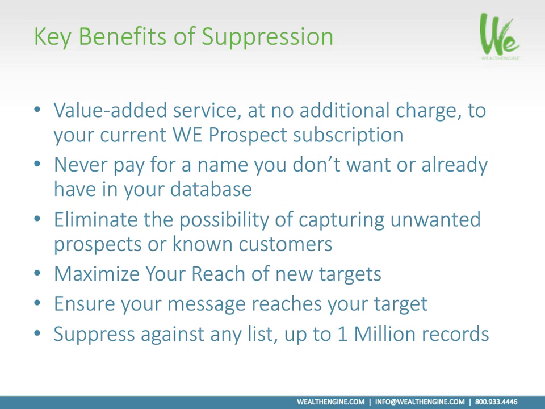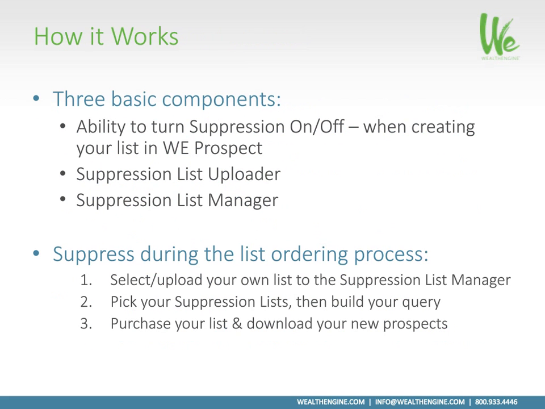The key thing, obviously, with suppression is that you can suppress against any list, whether it's a list that you've already purchased through WeProspect or a list that you upload, and you can suppress up to 1 million records. That is our limitation right now in terms of records that you can suppress against, but it is an awful lot of records.